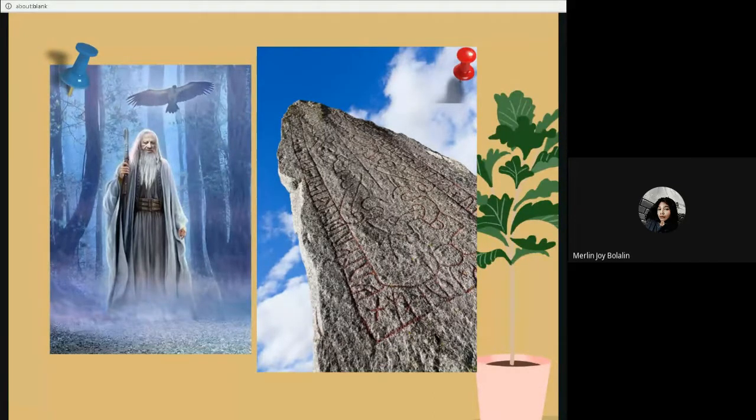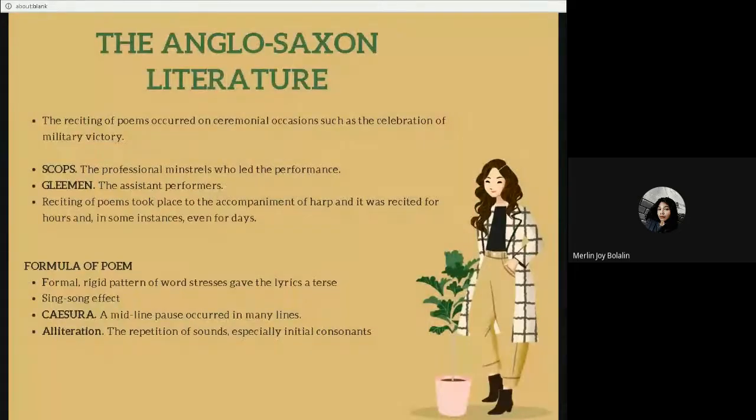Now next, when did this reciting of poems occur? And who are those who performed these poems? In the Anglo-Saxon history, we are familiar with the battles and the armies, just like the other reporters described their culture and their lifestyle, which is more on war.